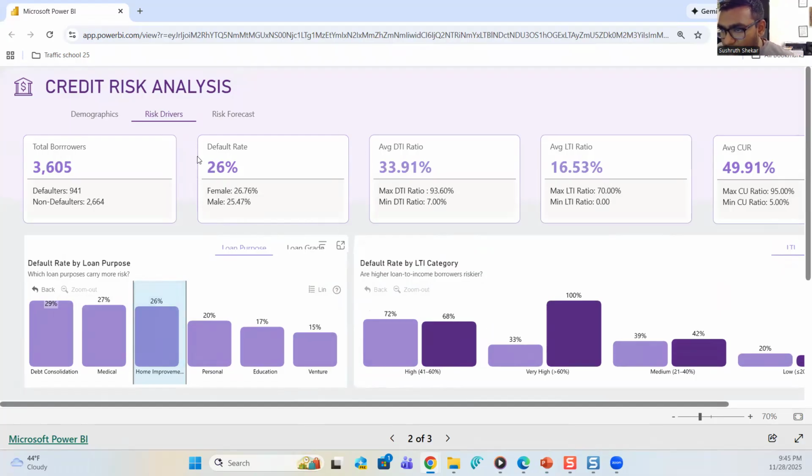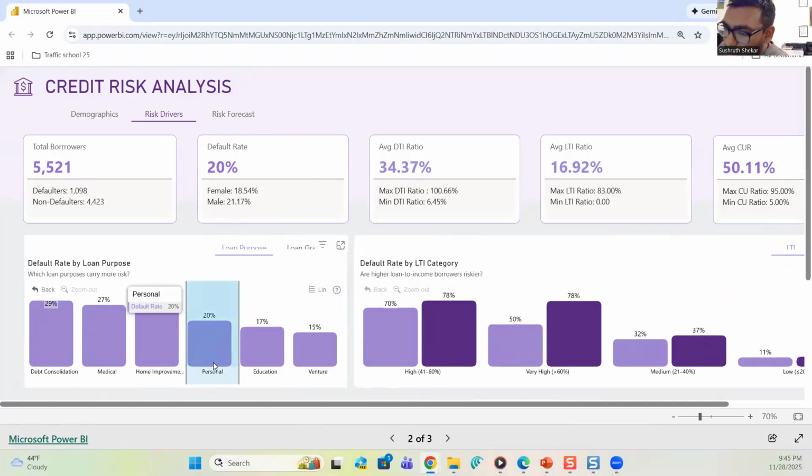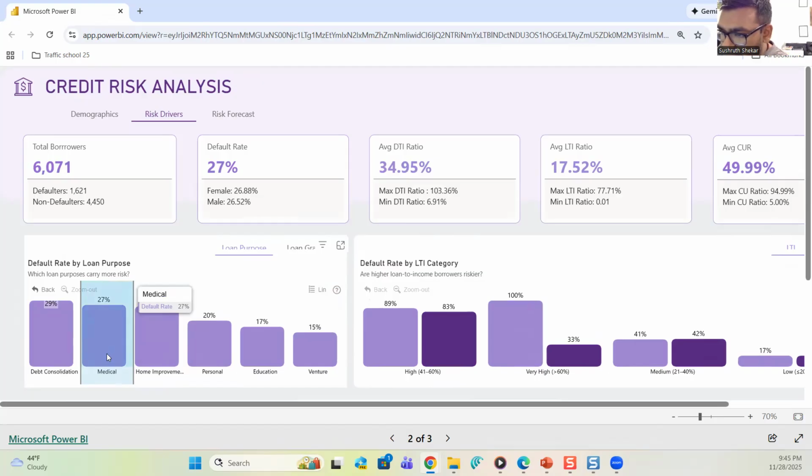So focus on this one. Focus on the default rate and the female and male. If I click on personal, it's only going to show the default rate for the personal loans. If I click on medical, it's only going to show the default rate for the medical loans and female default and male default percentage.